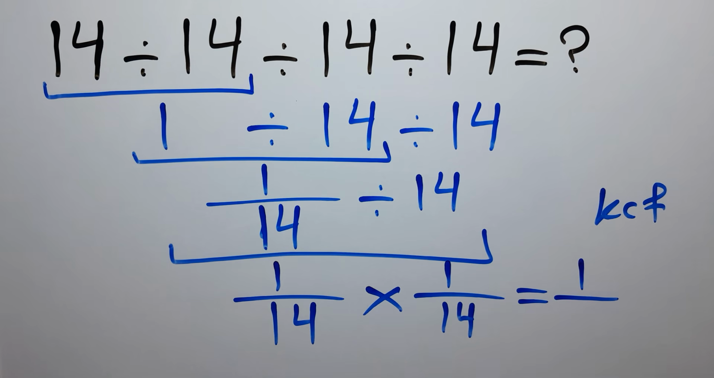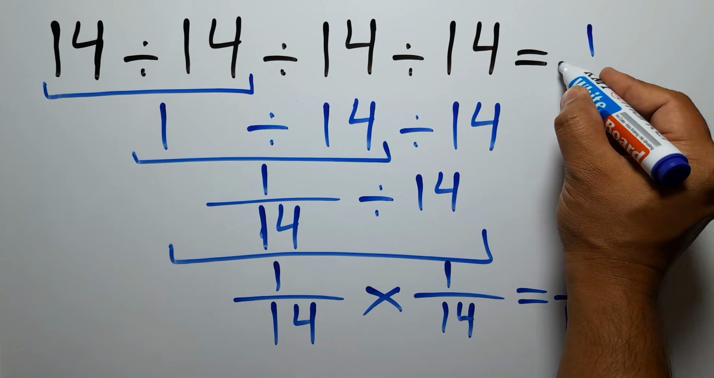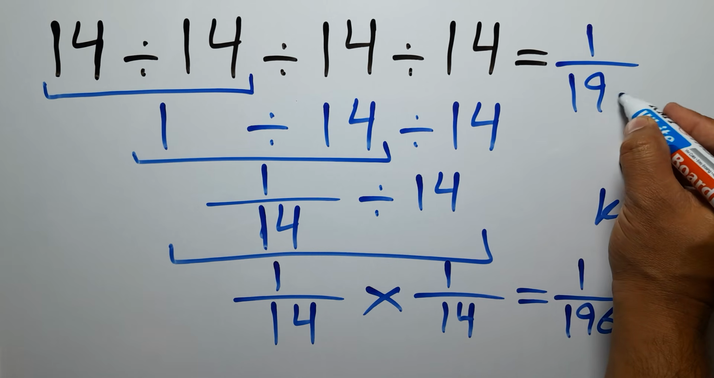So 1 over 14 times 14 equals 196. So we have 1 over 196. And this is our final answer to this problem. The correct answer is 1 over 196.